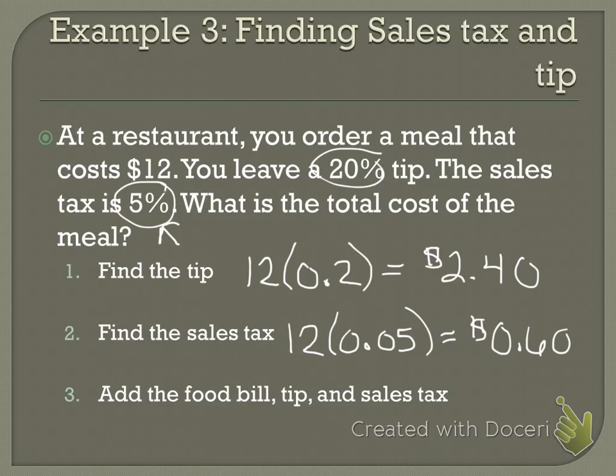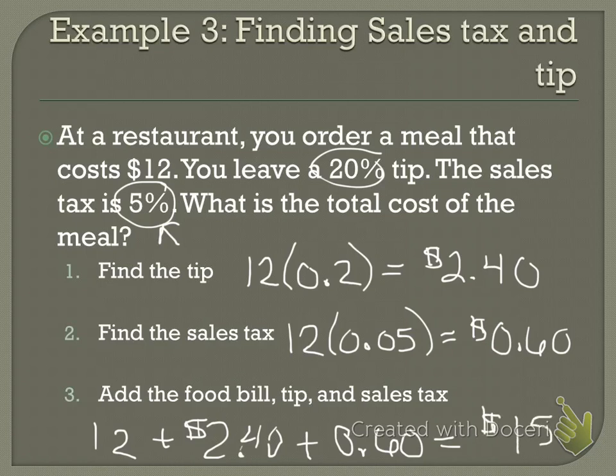All right, now that I've calculated the tip amount based on the percentage I was given and the sales tax, I can add them all together. So I can add 12 plus $2.40, which was my tip, plus 60 cents. And what do I get? I get $15 for my total.